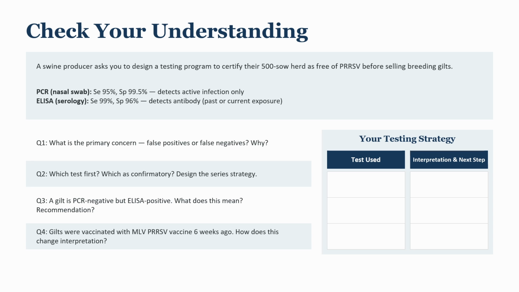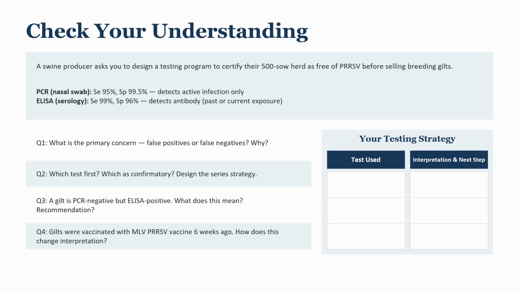This question integrates series testing, consequence analysis, spectrum considerations, temporal testing, and the biological complexity of vaccination. A realistic and challenging scenario. Question 1. In a certification program, the primary concern is false negatives. Certifying a PRRSV positive gilt as negative and shipping her to a naive herd where she could introduce the virus and cause a devastating outbreak.